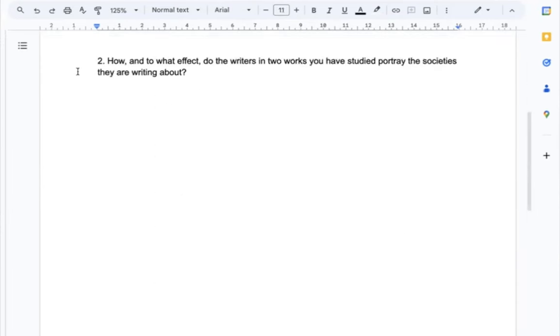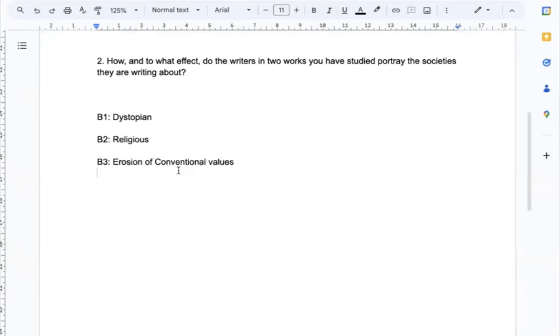Question number 2. How and to what effect do the writers in two works you have studied portray the societies they are writing about? This is a pretty classic question. I can be pretty simple about it. First, quite a common type of social setting can be dystopian society. And perhaps the society where has deep and rigid religious practice can be analyzed. Or the society where shows the erosion of conventional values, such as classism or gender discrimination. These kind of things are being contradicted and disrupted. Other ideas can include occurrence of diverse types of conflict or discrimination. Do check if your text can be applied to any of these ideas.